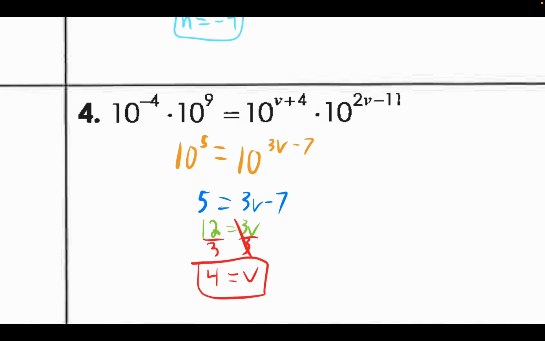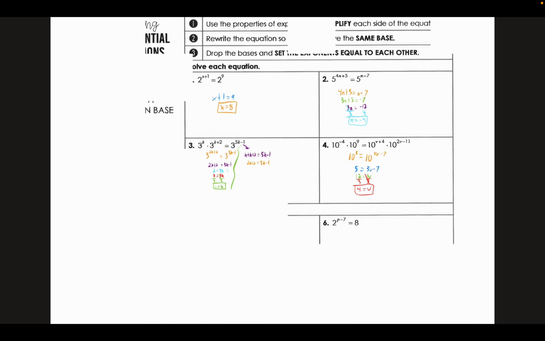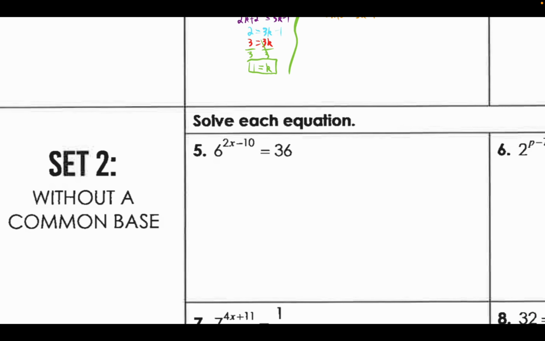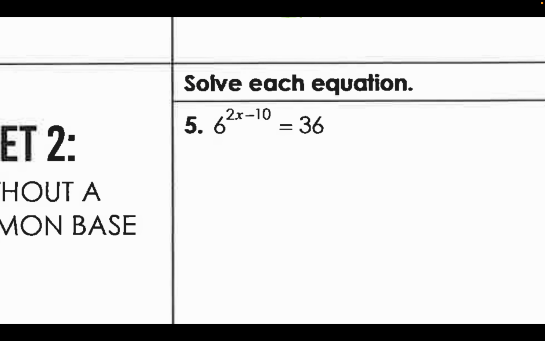Now, when you don't have a common base, that means we have to get the same base. And so what we're going to do is rewrite the problem to turn it into a problem that looks like this set 1. My advice here is to always change the base, the number that is bigger and that is a fraction. You're going to see ones that are bigger and smaller, and ones that are fractions and non-fractions. I always encourage changing numbers that are bigger and numbers that are fractions.